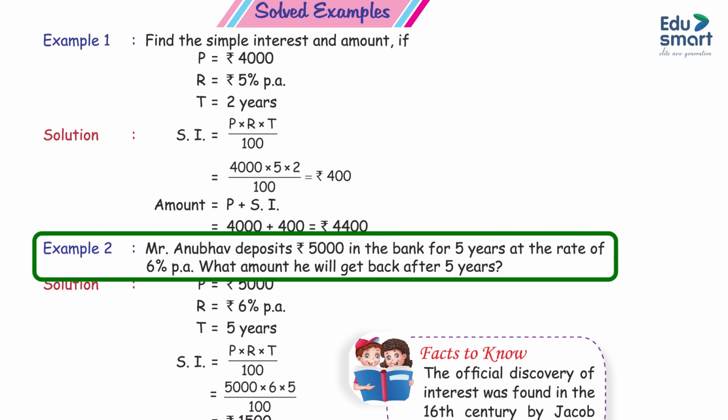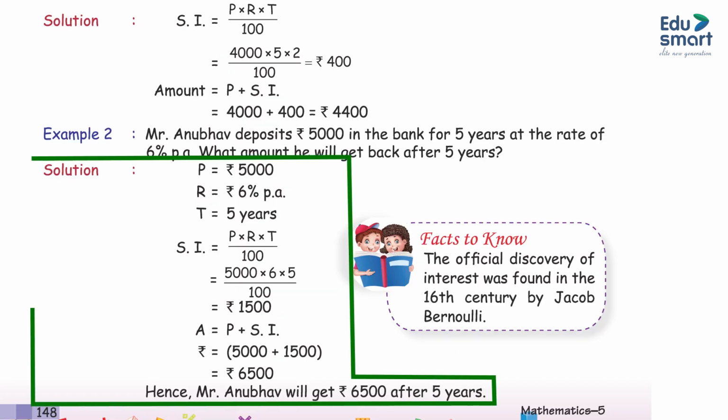Example 2. Mr. Anubhav deposited rupees 5,000 in the bank for 5 years at the rate of 6% PA. Find the amount he will get back after 5 years. Solution: P equals rupees 5,000, R equals 6% PA, T equals 5 years. SI equals P into R into T upon 100 equals 5,000 into 6 into 5 upon 100 equals 1,500. A equals P plus SI equals 5,000 plus 1,500 equals rupees 6,500. Hence, Mr. Anubhav will get rupees 6,500 after 5 years.